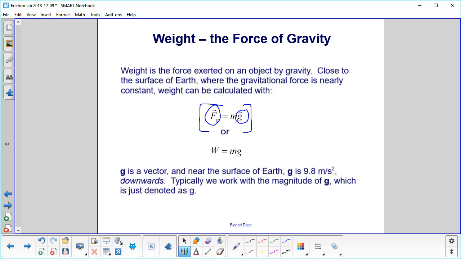Or if we just want to find the magnitude, we call that weight, and weight will just be equal to mg. g is a vector, and near the surface of the Earth it is 9.8 meters per second squared. And typically in these problems we're just working with the magnitude, and the magnitude of g we'll just denote as g. Notice we've got the vector form in bold and the scalar form in unbold. And W, weight, is equal to mg.